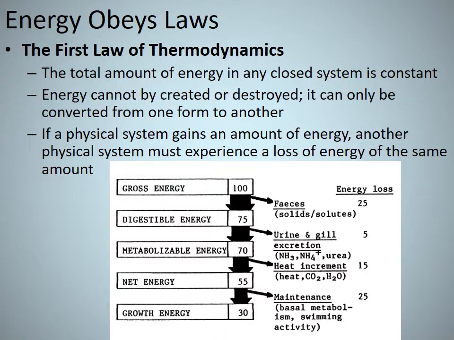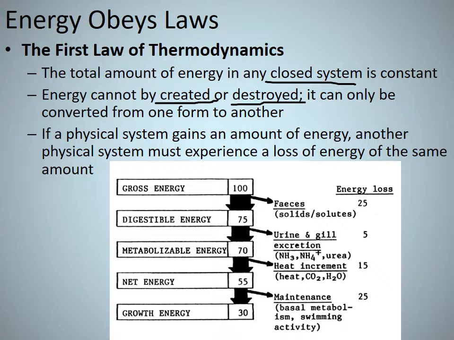Energy obeys laws. We're going to use two laws here to describe energy, and they're known as the first and second law of thermodynamics. Now, the total amount of energy in any closed system is constant. This means that this system here is isolated from its environment. There's no incoming energy or outgoing energy. Energy cannot be created or destroyed. Okay? This is why you guys were balancing those chemical reactions in grade 10. The reactants need to be the same as the products.